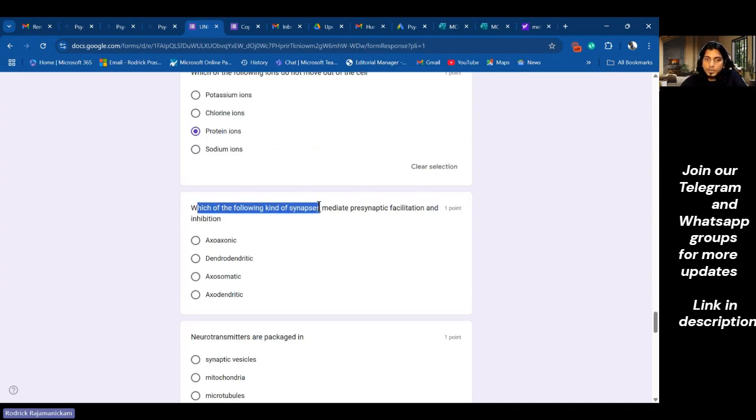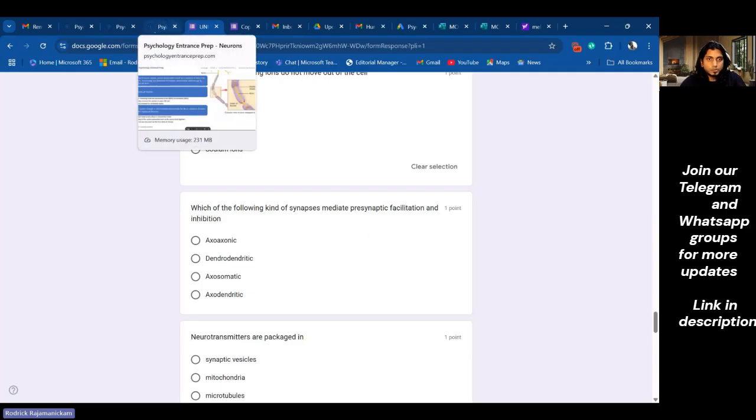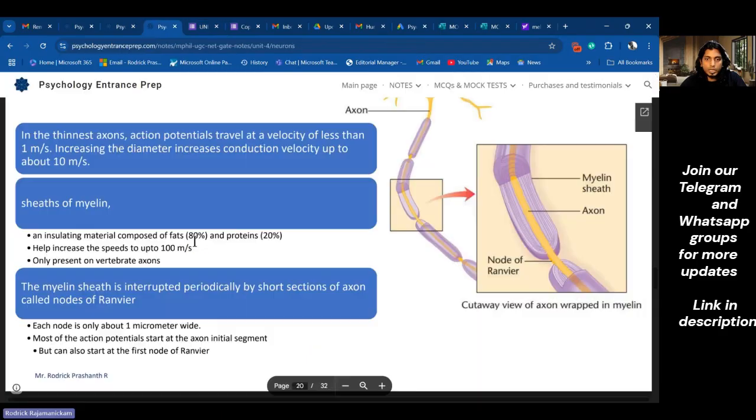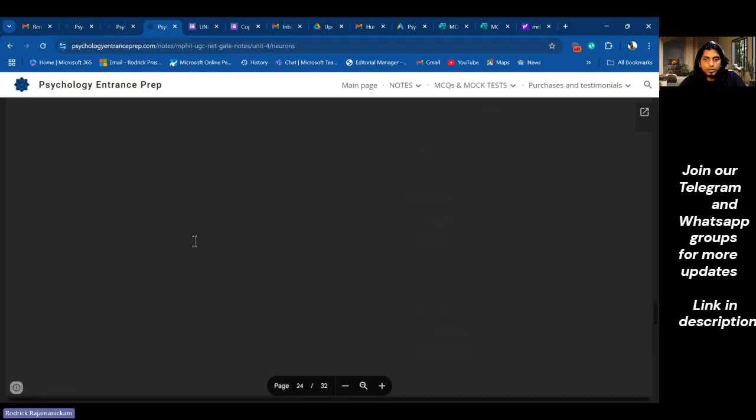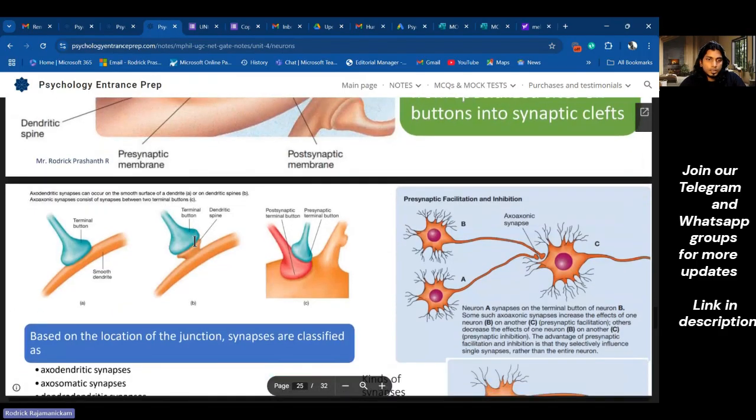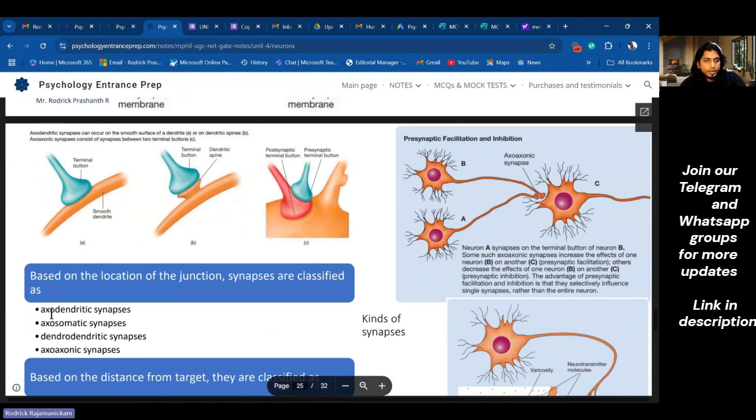Which of the following kinds of synapses mediate presynaptic facilitation? There are various types of synapses. We have axoaxonic, axodendritic, and dendrodendritic. Axodendritic attaches to the dendrite, and you can see that in this picture on the right. The terminal buttons attach on the dendrites or the cell's body.